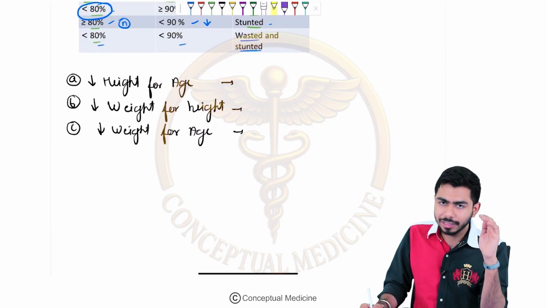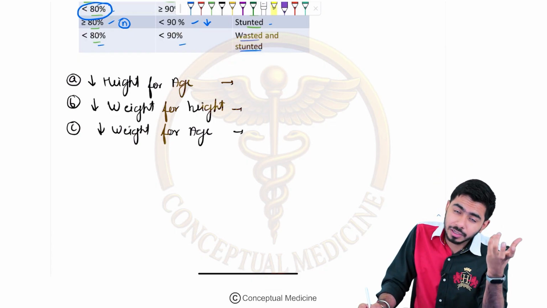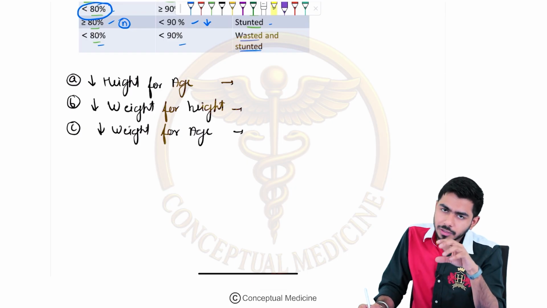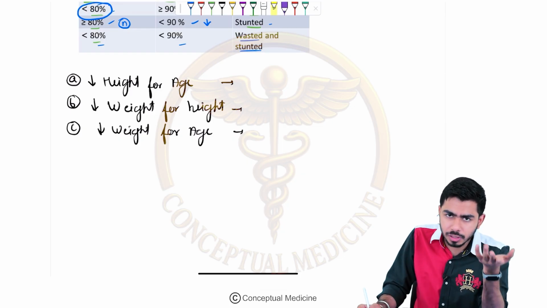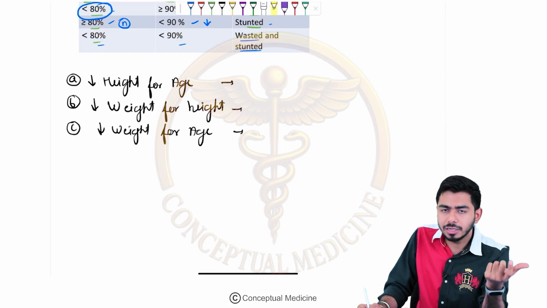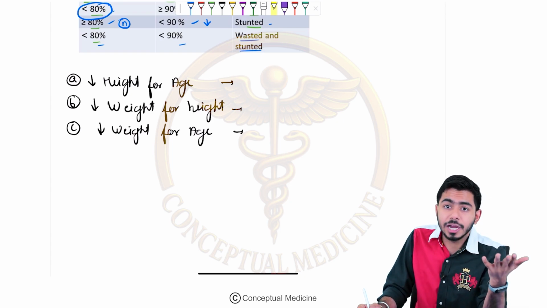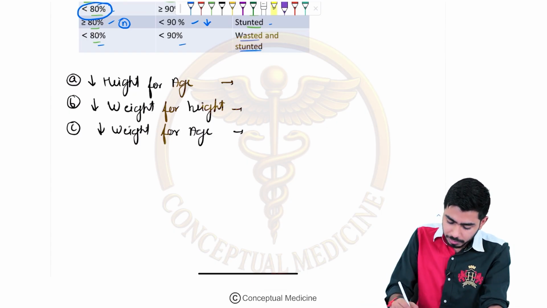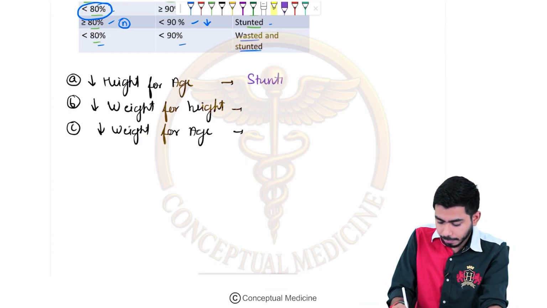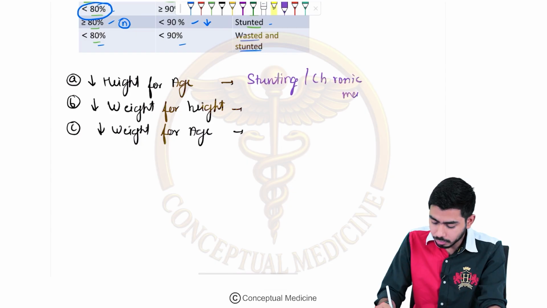So if there is less height for age, right? Height, I told you, we are talking about the stunting factor, and weight, I told you, we are talking about the wasting factor. W for body weight, W for weight, W for wasting, right? So you can remember it like that as well. And if there is less height, then there is stunting, right? So over here less height for age, height less, so it is called stunting, or it might be called chronic malnutrition, right? Might be called chronic malnutrition.